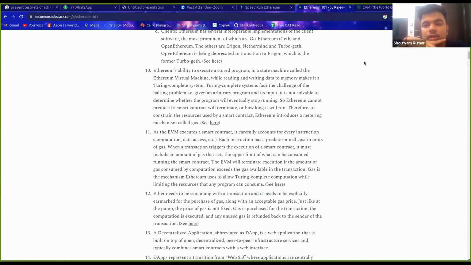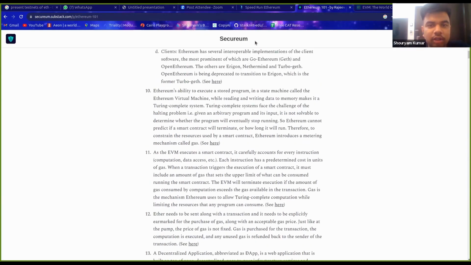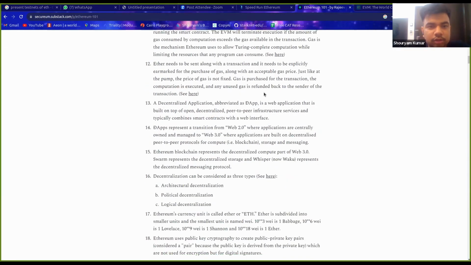So, to predict if a smart contract will terminate or how long it will run, the use of resources is constrained by a metering mechanism called gas. I earlier explained what gas is. Let's move forward. If you want to learn more about EVM, this is a very good resource.